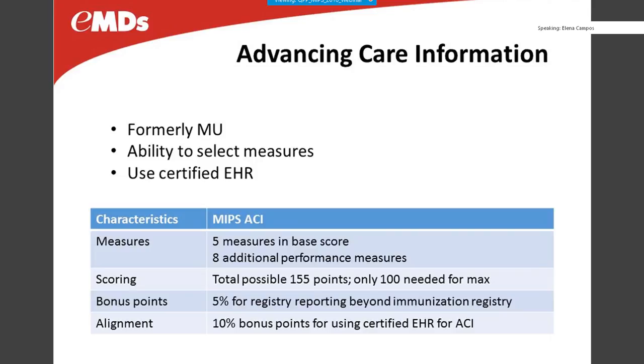Advancing care information. This is formerly the MU measures. Under this category, the clinician must use a certified EHR. They do have options to select which measures they'd like to report with. There's a total possible point of 155, but only 100 is needed for the max score here. There's a 5% bonus for any clinician reporting to a registry that is not the immunization registry for their state. And there's a 10% bonus for using a certified EHR.